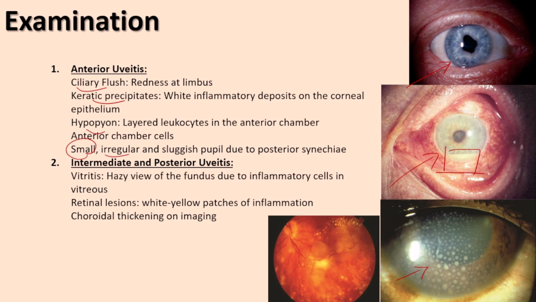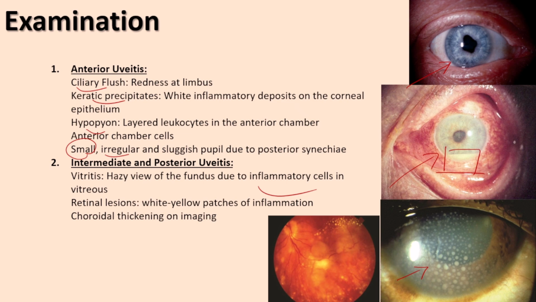And if you administer light into the pupil, the response is going to be very sluggish, and this is very characteristic in anterior uveitis. If the patient is suffering from intermediate or posterior uveitis, the patient may have a vitritis, which is the inflammation of the vitreous humor. So in this case, if you do a fundoscopic examination, it is going to be very hazy, due to the fact that we have inflammatory cells deposited in the vitreous humor.